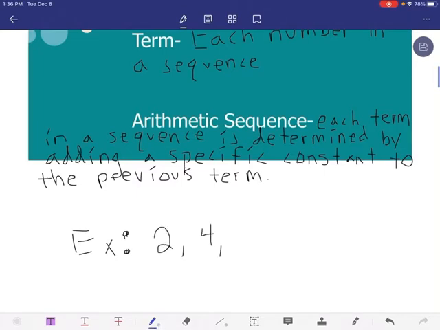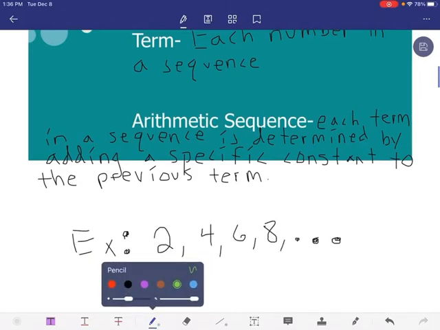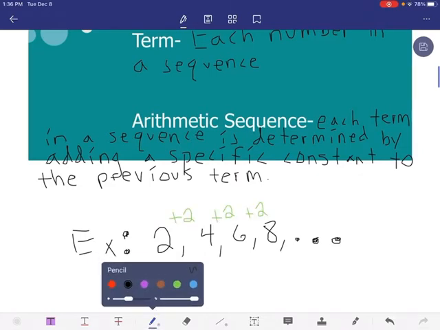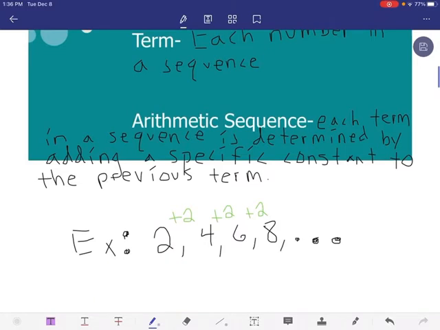So notice an example of this could be, say, our even numbers. So 2, 4, 6, 8, and so forth. The ... just means that that pattern is going to continue. So notice that in between each of our terms, which is just the list of numbers that we have there, we are adding a constant of 2. So 2 would be that constant.